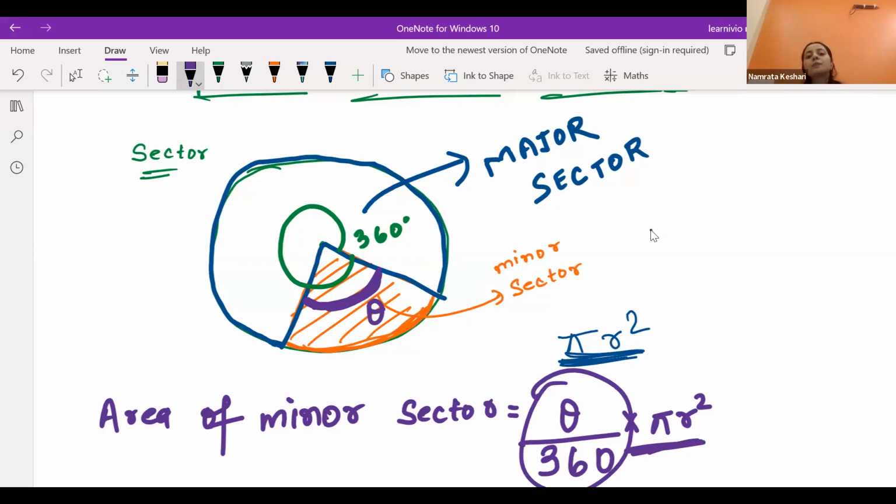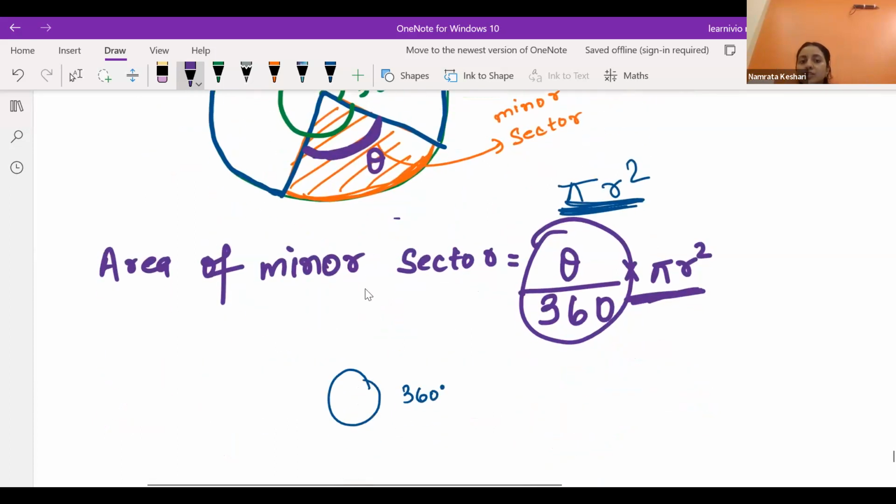From here we ended up getting the area of sectors formula. Here I have written minor sector, but this is basically the formula for finding the area of the sector. So write it. The area of the sector's formula is theta divided by 360 into pi r square, because that is the actual formula for the area of the circle, which gives the total area.